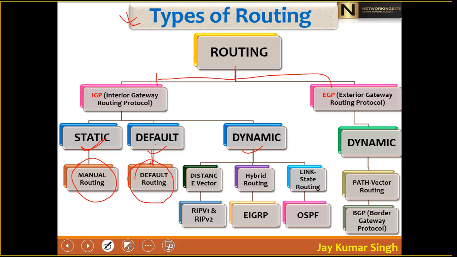In default routing, everything is default. Default routing is used when you are connected with an ISP and you just want to run internet and communicate to any IP. In that case we configure default routing. Dynamic, we will be starting after default. We will understand dynamic is automatic routing.